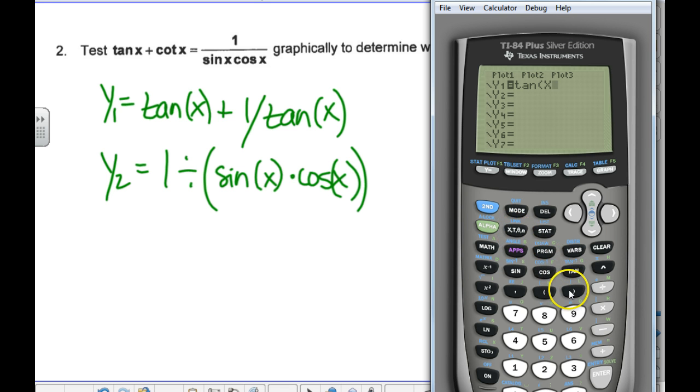So I have tan x plus 1 divided by tan x, and then I have 1 divided by the quantity sine x times cosine x. And I'm in radians, and I'm just going to do a zoom trig.